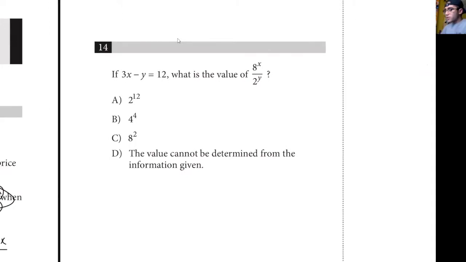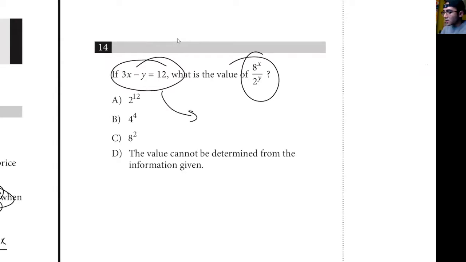So if 3x minus y is equal to 12, what is the value of 8 to the power of x over 2y? Okay. So they gave us this condition, right? And they gave us two variables in this equation right here, right? So what I'm thinking is that we have one variable. We have this equation in terms of one variable, right? And I'm feeling x here.